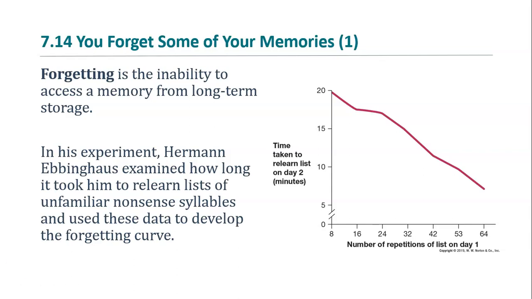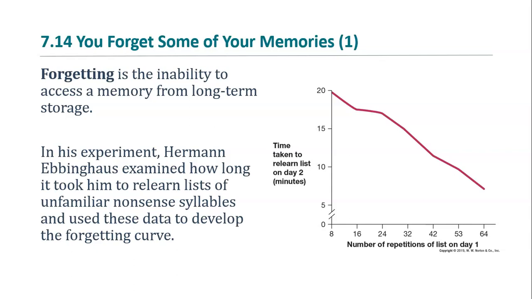In one of the classic experiments, the psychologist Hermann Ebbinghaus memorized lists of nonsense syllables. These were composed of a consonant, a vowel, and a consonant. So they're three-letter nonsense syllables. He memorized each list, and then once he had it down, he went back the next day and memorized it again.